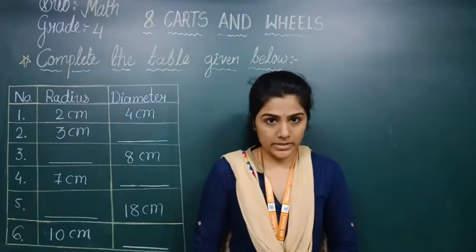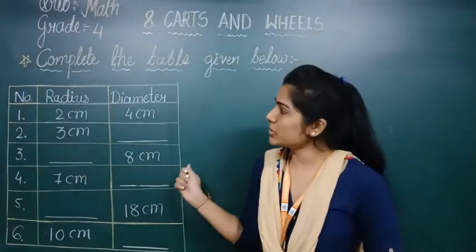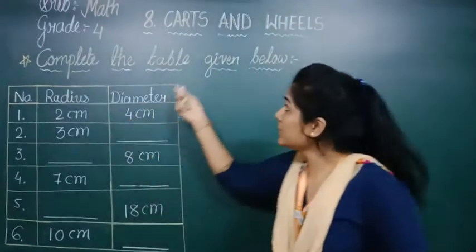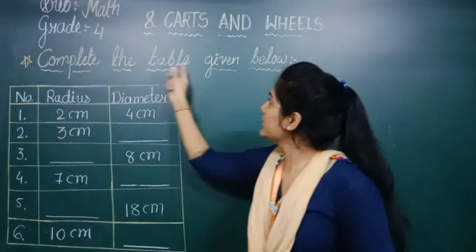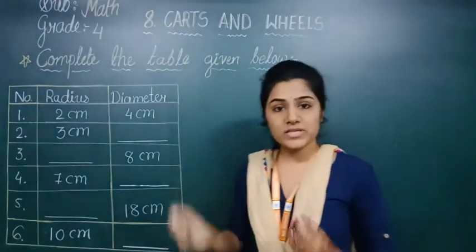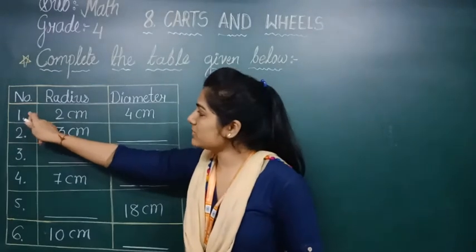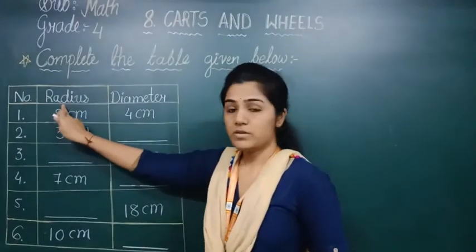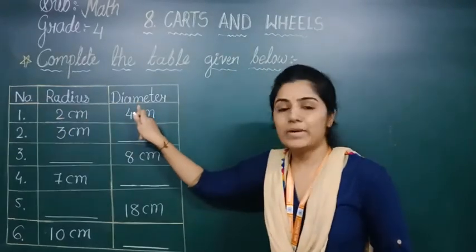Diameter and radius, right? That same formula we have to follow in this question. So same chapter number 8, circles and wheels, and our topic is complete the table given below. Firstly you need to observe this table. In this table you can observe numbers are given. In the first row radius is given and in the second row diameter is given.